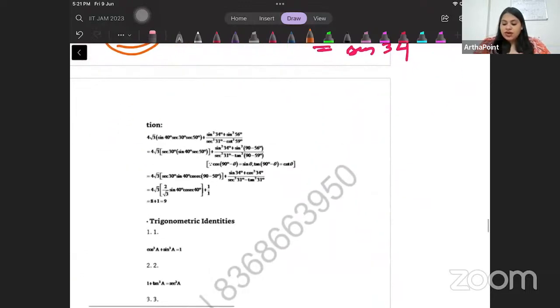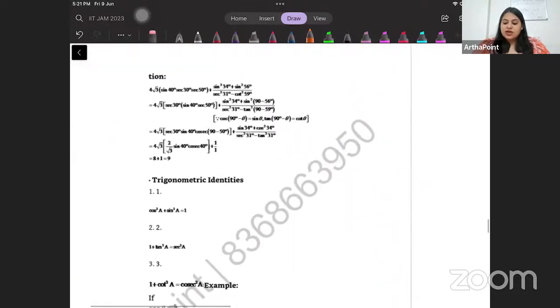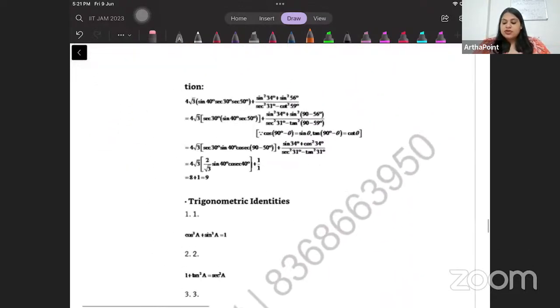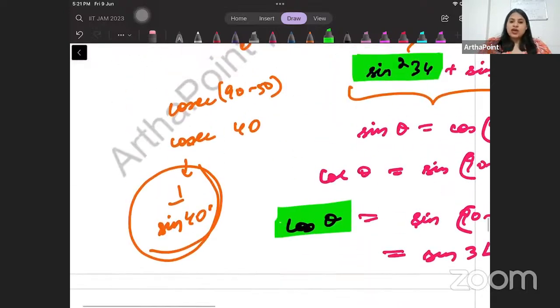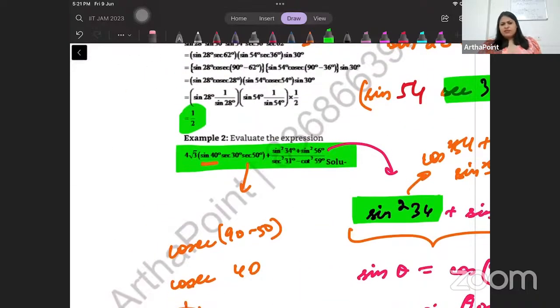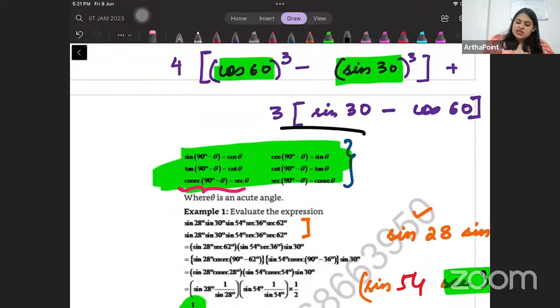So you can go ahead and use these properties here, beta. And after using the properties, you will be able to solve it. So I am leaving this up to you to go ahead and solve this question. I am not doing it. I've given you the hint to solve this. Just use these 6 identities.